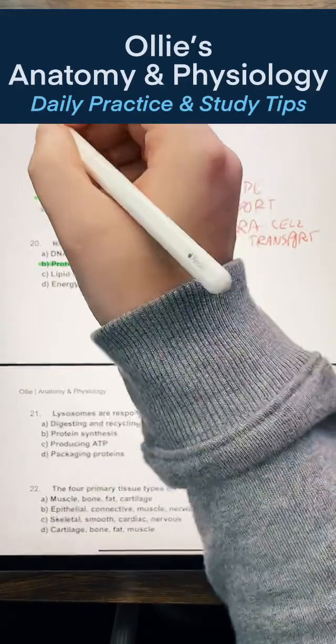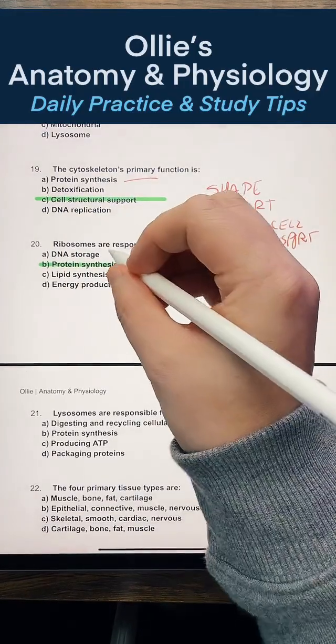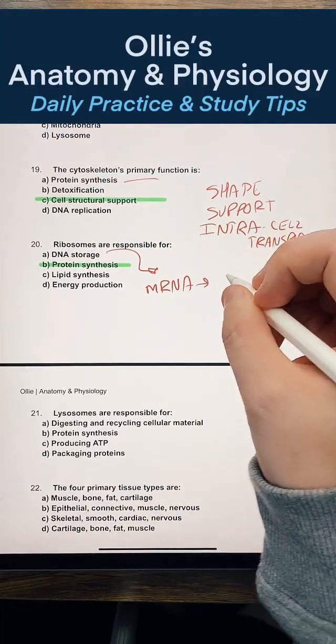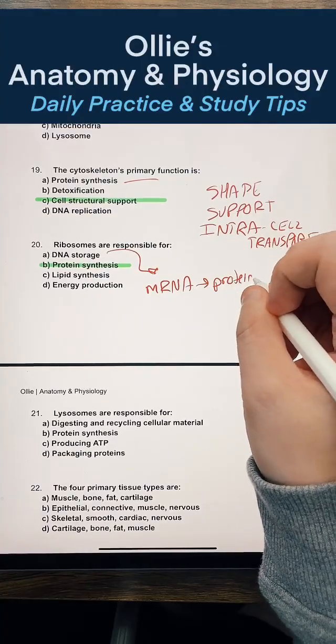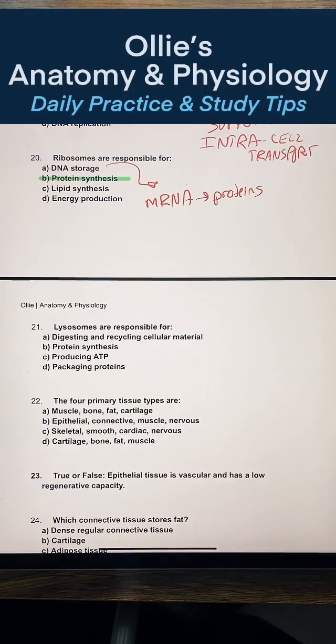This is going to be our protein synthesis. Ribosomes translate our mRNA into our proteins. Number 21, we're moving on to the next page now. Number 21, lysosomes are responsible for what?